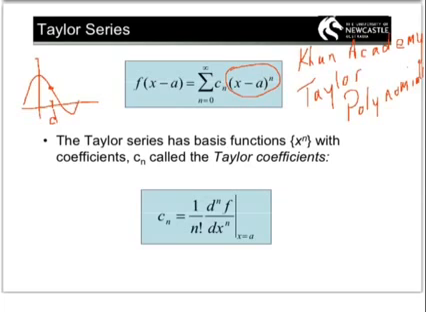Okay, so in our Taylor expansion, we've now got our polynomial (x minus a) to the power of n, and n goes to infinity, so we can have an infinite number of polynomials, and each polynomial is the basis that we've chosen.